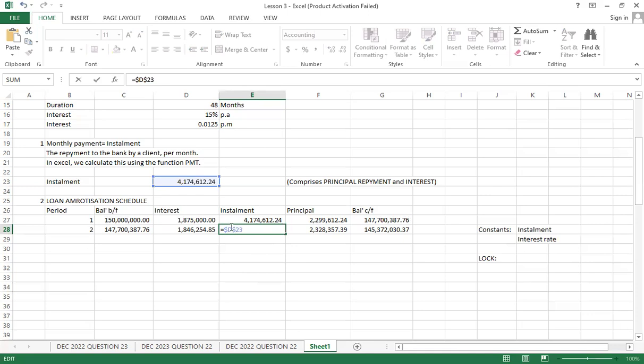The $ sign is your Shift number 4, Shift number 4. And once I have done that, I will just press enter, so that I go back to the figure I had before.